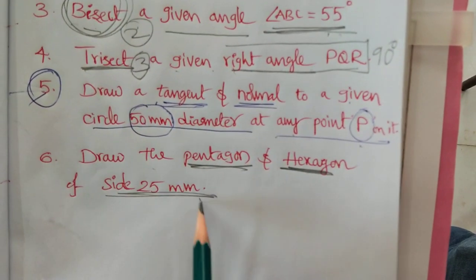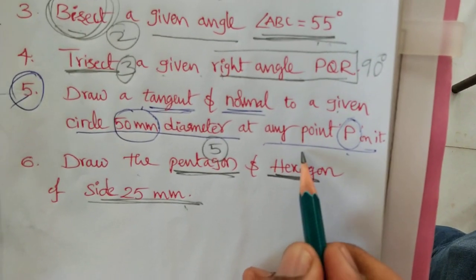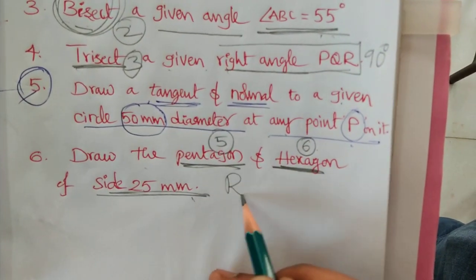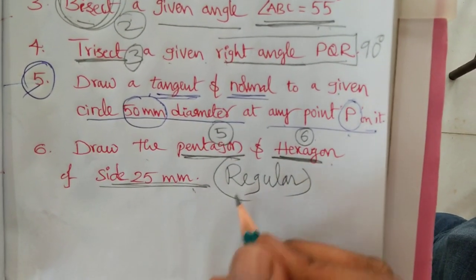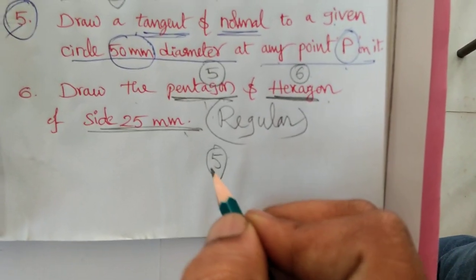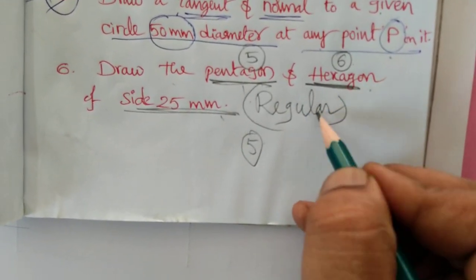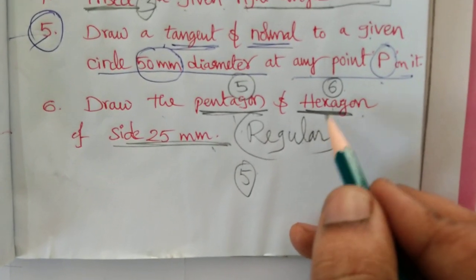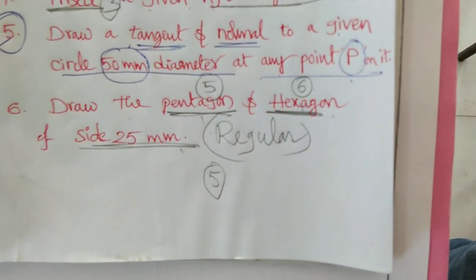of side 25 mm. Pentagon means a 5-sided polygon, hexagon means a 6-sided polygon. And one more thing you should remember, we are going to discuss regular polygons, regular pentagon and regular hexagon. A regular pentagon has 5 equal sides with equi-inclination at each corner. Similarly, a regular hexagon has 6 sides, all sides the same, and similarly equi-inclination at each corner. We can see them in the drawing sheet.